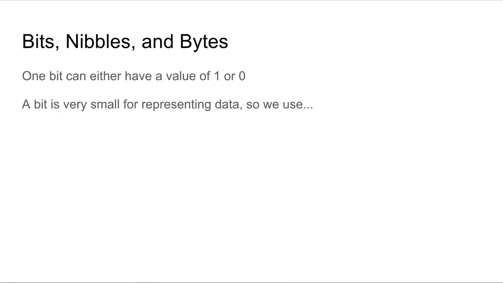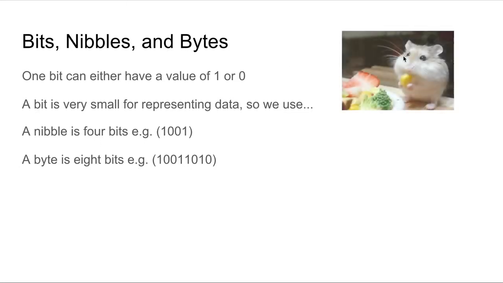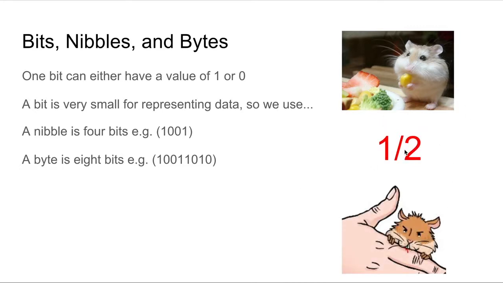Now, bits, nibbles, and bytes. One bit can either have a value of 1 or 0. So this is 1 bit, and this is 1 bit. And the bit is very small for representing data, so instead we use larger values, like a nibble. A nibble is 4 bits, like this, and a byte is 8 bits, like this. Now, an easy way to remember nibble and byte is a nibble is half a byte. Get it? Let's move on.